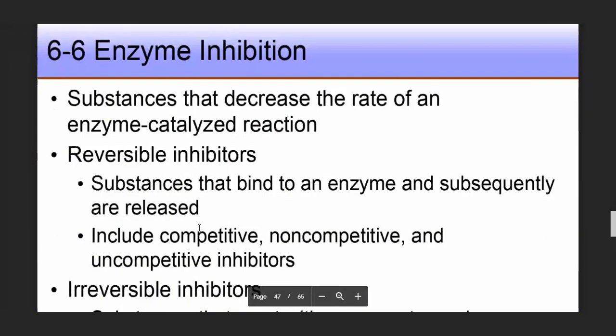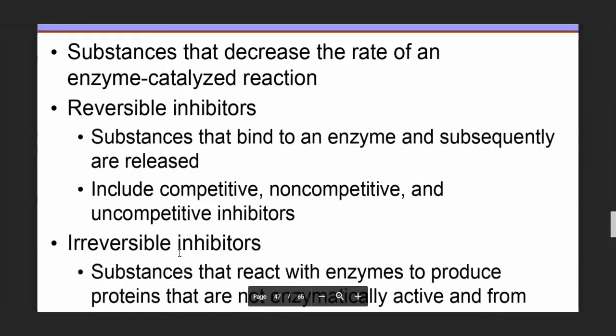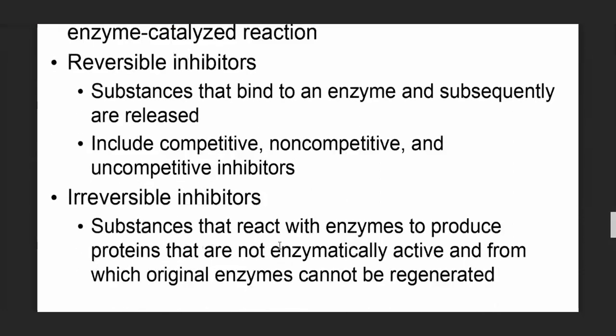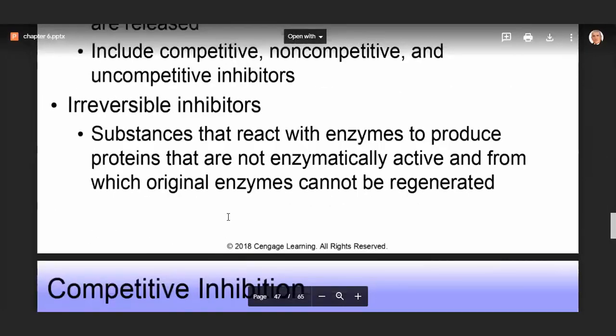Now, let's talk about enzyme inhibition. An inhibitor is a substance that decreases the rate of an enzyme catalyzed reaction. There are two general types, reversible and irreversible. In the reversible type, inhibitors bind to an enzyme and subsequently are released; these include competitive, non-competitive, and uncompetitive. Irreversible inhibitors are substances that react with enzymes to produce proteins that are not enzymatically active and from which the original enzymes cannot be regenerated.